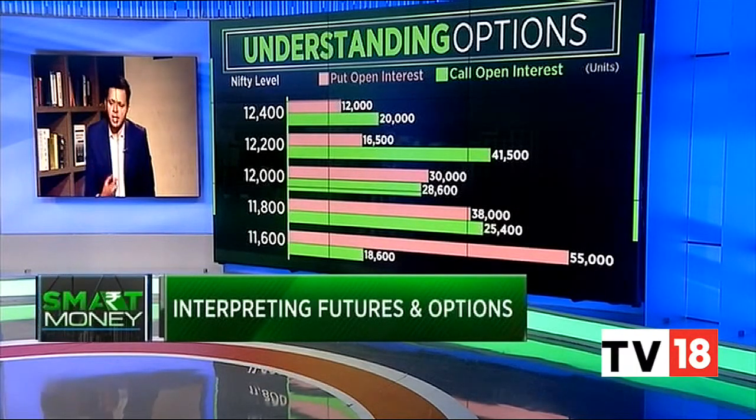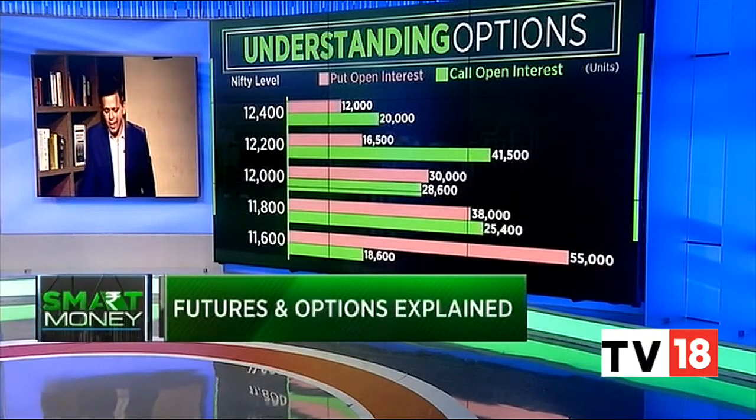Now there is very important data apart from long and short formations, which is FII data, and that data should be closely watched. FIIs are more active than DIIs in the derivatives market at least, and what they do impacts the market.